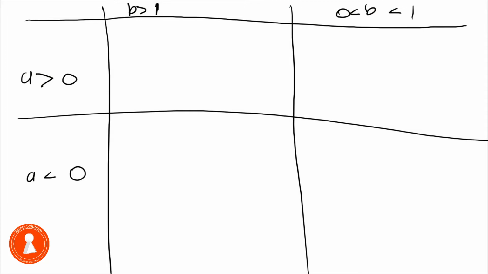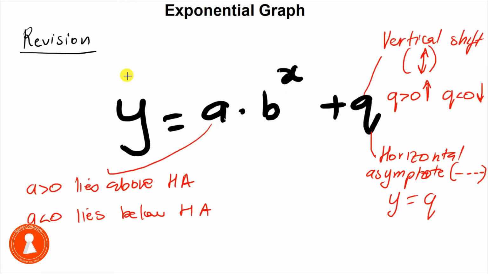I want to add something. Remember guys, for this graph to be an exponential, b must never be equal to 1 and it must also be greater than 0. Okay, it must not be equal to 1 and it must be greater than 0. Okay, good.